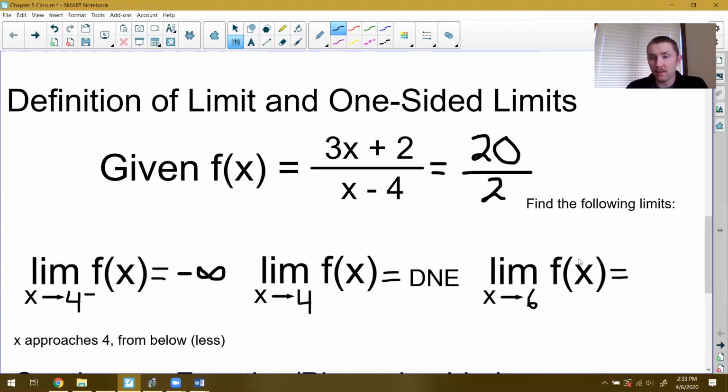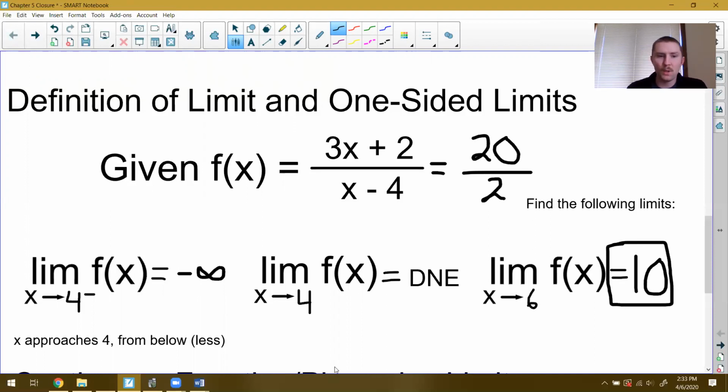Sure, 20 divided by 2. As a fraction, you can leave 20 over 2, but of course we would want to reduce it. It reduces down to 10. 20 divided by 2 is 10. So the limit as x approaches 6 from both sides is 10.